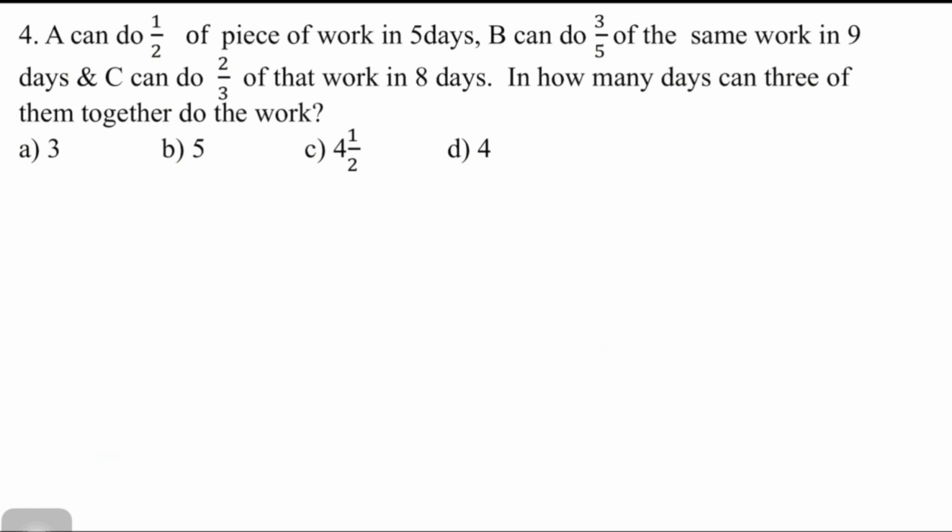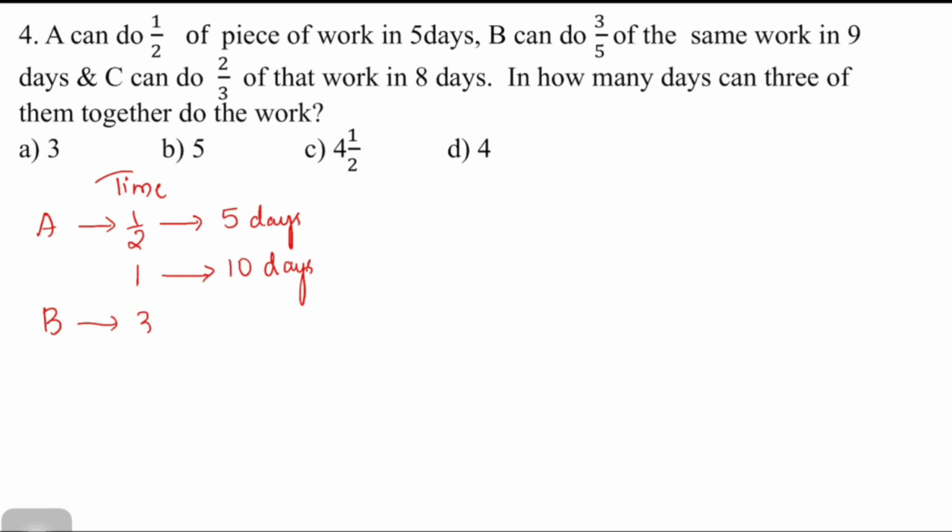A can do half of a piece of work in 5 days. Okay, so time we will write first. A can do half of the work in 5 days. So if A can complete half in 5 days, then one whole work in how many days will it complete? 10 days, half plus half. So 1 is equal to 5 plus 5, 10 days. Then B can do 3/5 of the same work in 9 days.